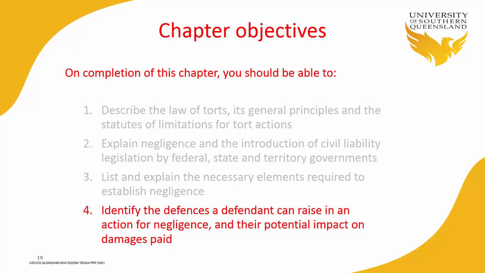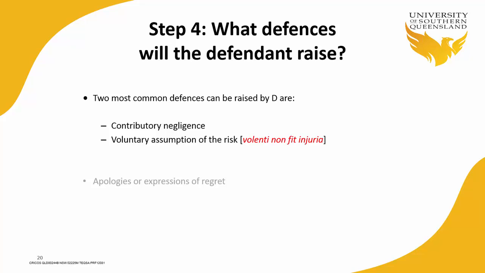Let's then proceed to our last learning objective for chapter 5, which asks us to identify the defenses a defendant can raise in an action for negligence and their potential impact on damages paid. As we said, there are two common defenses: the contributory negligence defense and volenti non fit injuria, which is Latin for voluntary assumption of the risk.